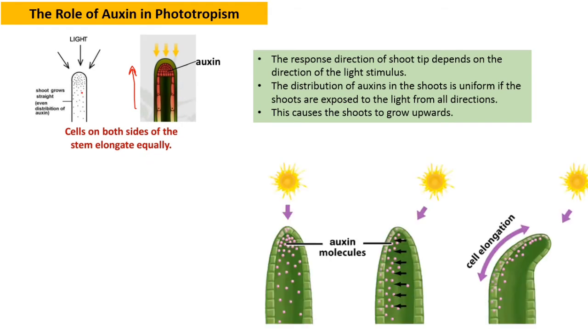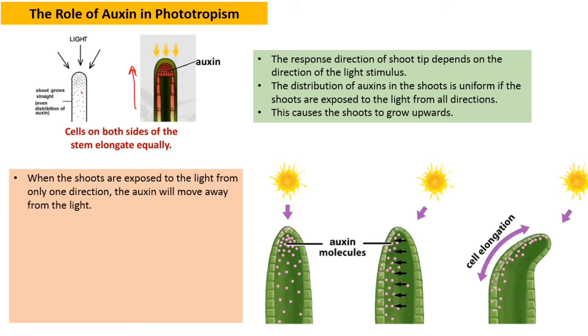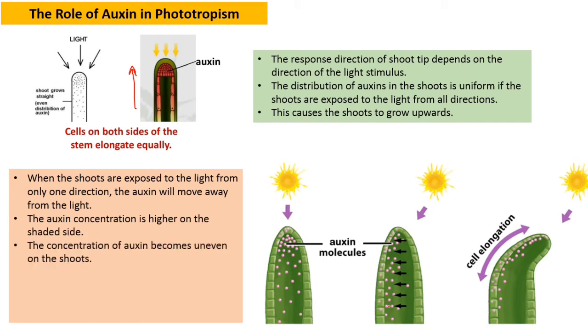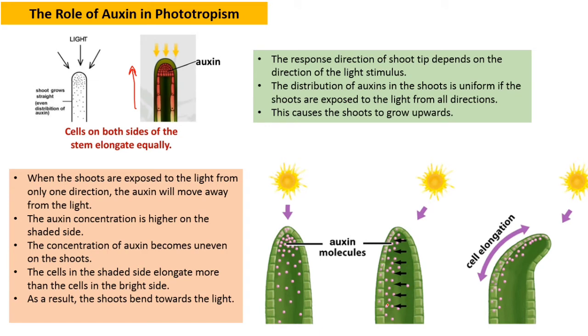But if the shoot is exposed to light from only one direction, such as when we put the coleoptile on this side, the auxin will move away from the light. The auxin concentration is higher on the shaded side, so the concentration of auxin becomes uneven in the shoot. The cells on the shaded side elongate more than the cells on the bright side. As a result, the shoot bends toward the light.